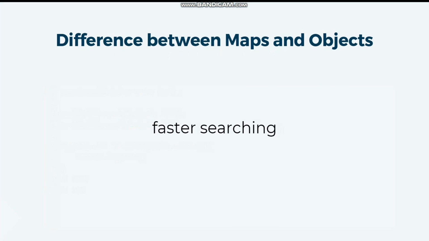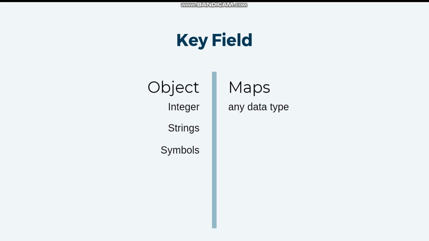If you're familiar with objects, you're familiar with arrays. Why are we not just using objects? There are a couple of big differences. The first one is being able to iterate much faster through a map than you can through an object. There is also a difference in the key. The keys in an object must be simple data types. That means you can only have integers, strings, or symbols, and really nothing more than that. For maps, you can have any data type.